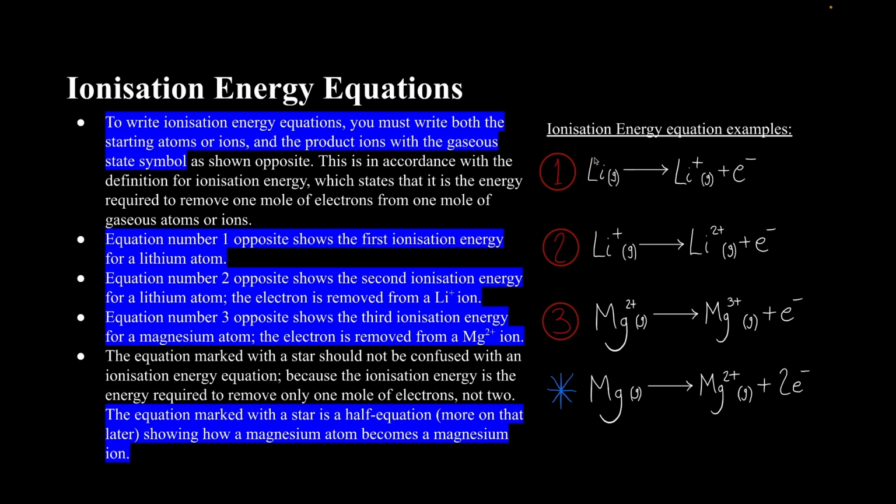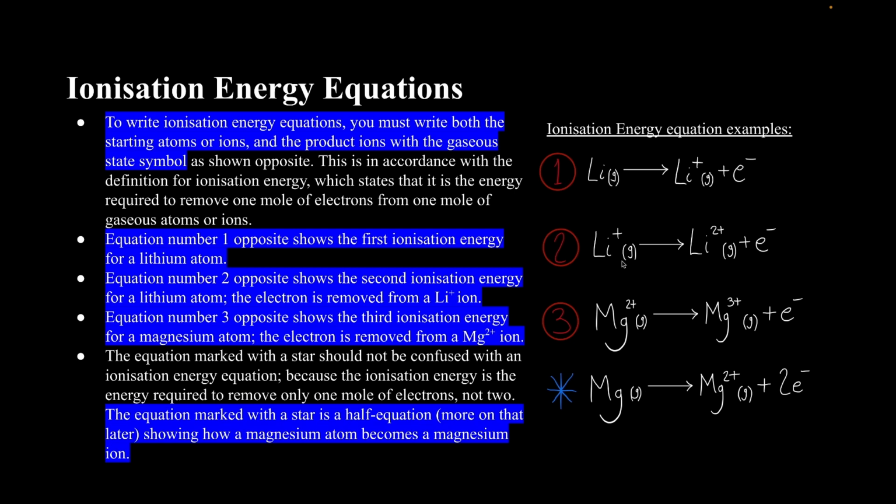So this is a lithium atom. Atoms have an overall charge of 0. So 1 mole of electrons has been removed from 1 mole of gaseous lithium atoms, and we've obtained 1 mole of gaseous lithium ions. And this e minus is the electron that was removed from the lithium atom. Equation number 2 opposite shows the second ionization energy for a lithium atom. This time the electron is removed from a lithium ion. So we said before that the second ionization energy can only happen if the first ionization energy happens. So after the first ionization energy, we're left with a lithium plus ion.